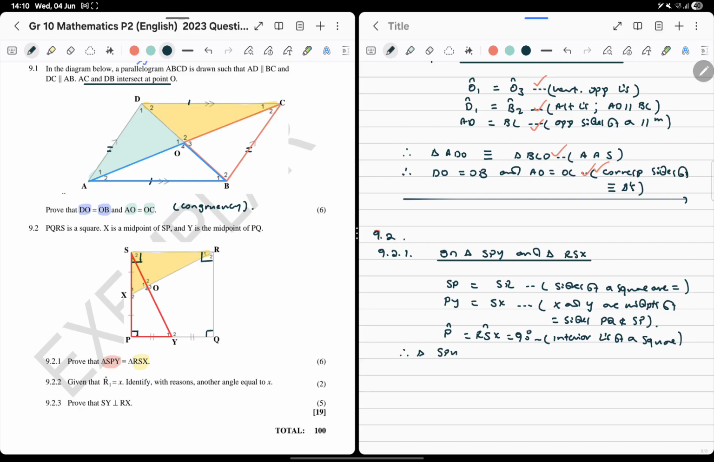triangle SPY is congruent to triangle RSX. The reason is side angle side. Okay, good. 2 sides and an included angle. It's another condition for congruency. Is done, is dusted.